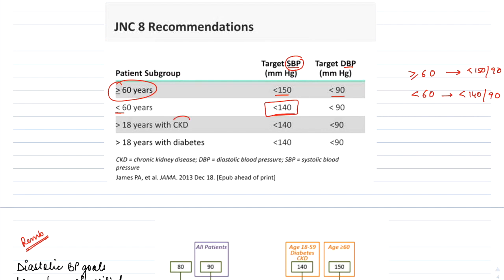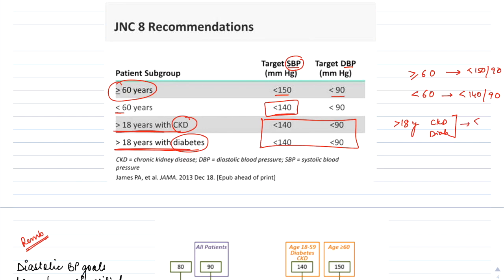Now, for patients of CKD and diabetes, they have also given recommendations: for all patients more than 18 years with CKD or all patients more than 18 years with diabetes, the target BP is less than 140/90.